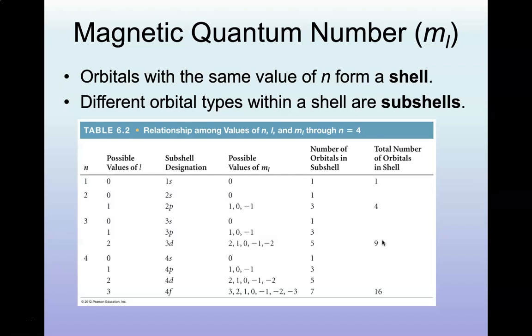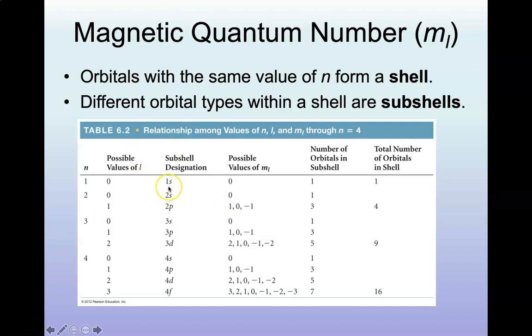What we're going to look at is how orbitals with the same value of n all form shells, and everything within a shell is called a subshell. So for instance, if we start over on the far left of this table, we're looking at values of n that are 1. The possible values of L are 0. Remember, the rule for L is that it takes all values between 0 and n minus 1. If n is 1, 1 minus 1 is 0. So the only possible value of L is going to be 0.